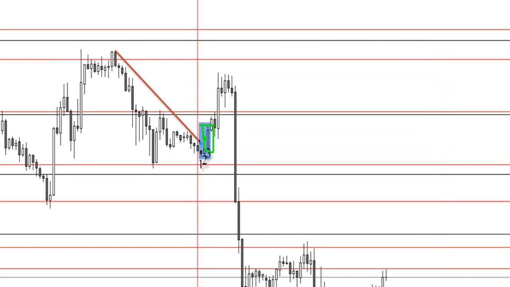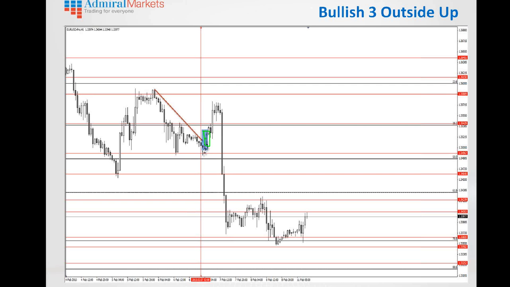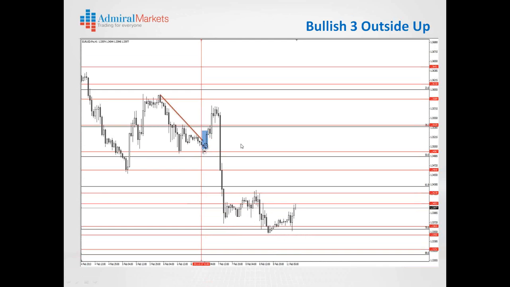Yeah, it's good. Zoom in. So at least it will go to this resistance. You see the resistance has been tested. Then you see how it continued to go up. So it's a perfect example of a bullish tri-star. It's really a good reversal pattern. So remember this, guys.